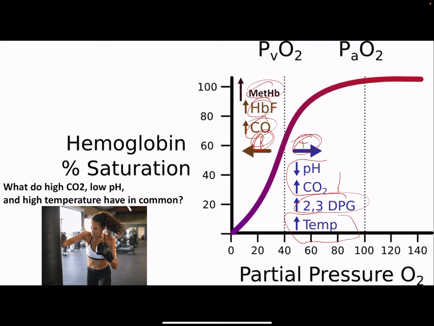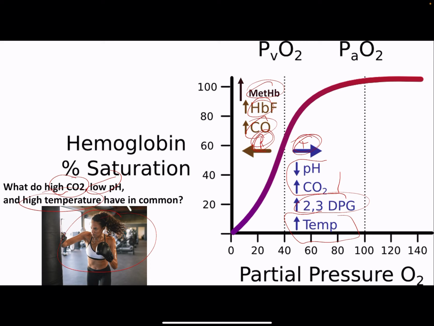Now, what do high CO2, low pH, and high temperature have in common? Exercise. If you're exercising, you're exerting a lot of CO2. There's a high ventilation rate, a high cardiac output. Your muscles are consuming a lot of oxygen, generating a lot of CO2. So high CO2 makes sense. You're going to be breathing more of that out, and more of that's in your blood. CO2 combines with water via carbonic anhydrase and forms carbonic acid, which is an acid. That's going to lower the pH.